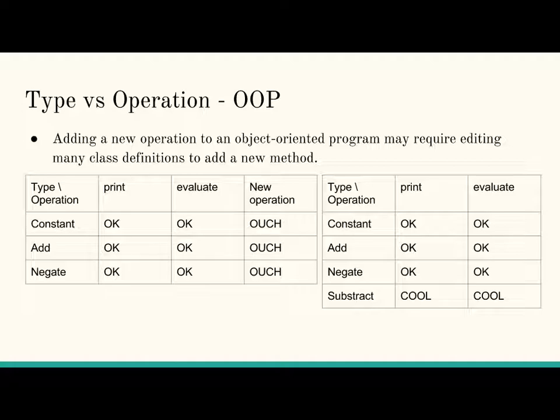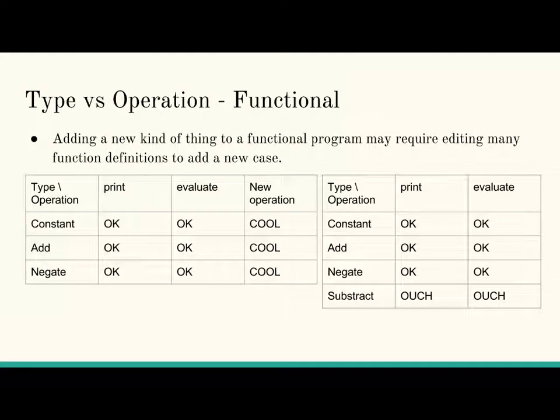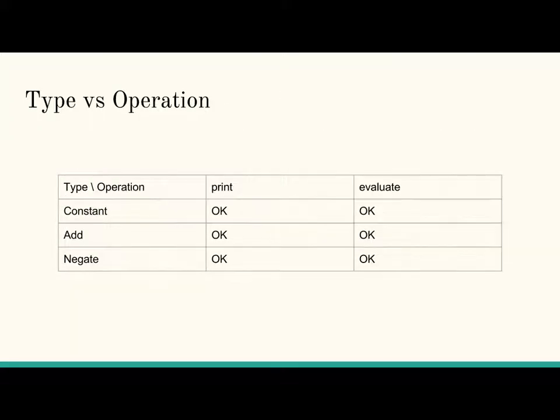If I add a new type like subtract, it would be easy. In terms of functional programming, the reverse is true. You can add a new operation, but it will be a problem to add a new type. This was just to give you background.